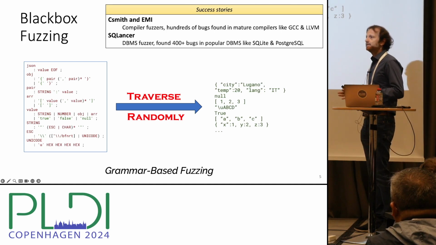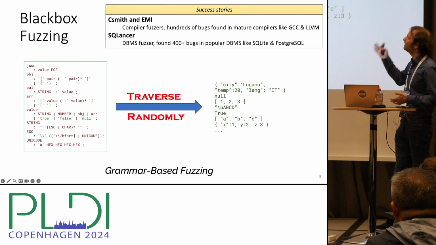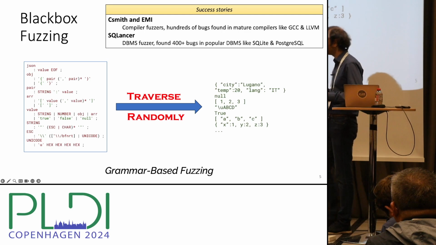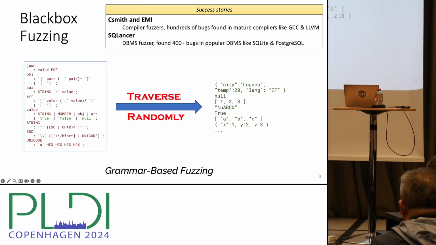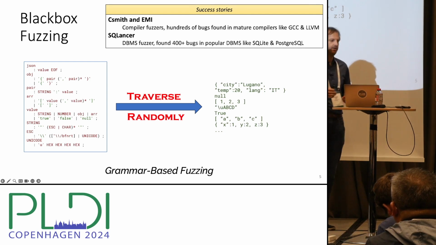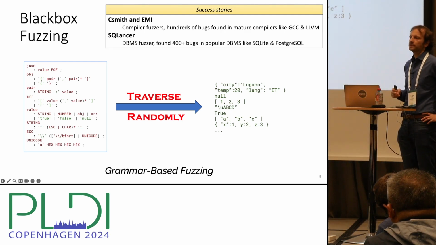And blackbox fuzzing has many success stories. I'm going to mention a couple of them. I mentioned already compiler fuzzing. Projects like CSmith and EMI are based on grammar-based fuzzing, in the case of EMI with some other ingredients as well. But very successful, they found hundreds of bugs in mature compilers. Also very successful in the context of database testing, for instance. The SQLancer system is one such example.